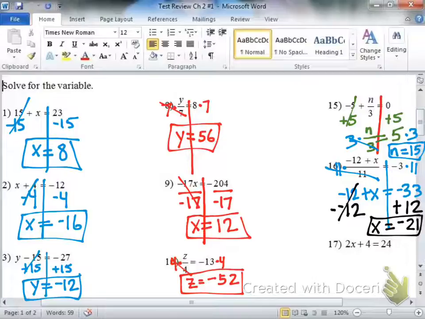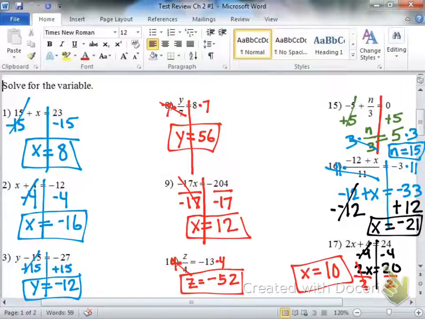And the last one on this first part, what do you think I should do? Subtract 4, good. So I have 2x equals 20. Divide both sides by 2. So on the left side you have the x. On the right side you have 20 divided by 2. What is 20 divided by 2? 10.